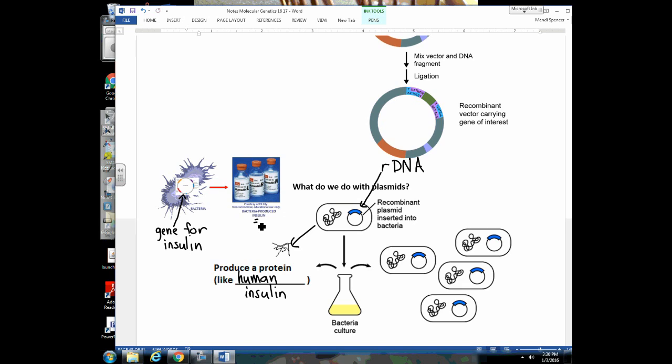Another reason why we would insert plasmids into bacteria is to finish what we started with. Remember, we were trying to amplify DNA. We want to copy it. We need to make a lot of copies of it, or amplify it. We can put it into the bacteria cells, and the bacteria cells are going to reproduce by binary fission. So I will end up with millions of copies of DNA in 24 hours.